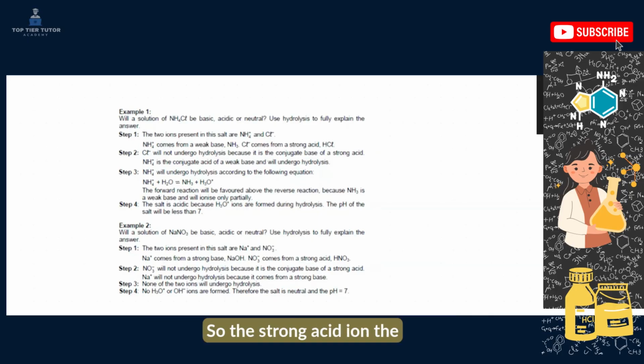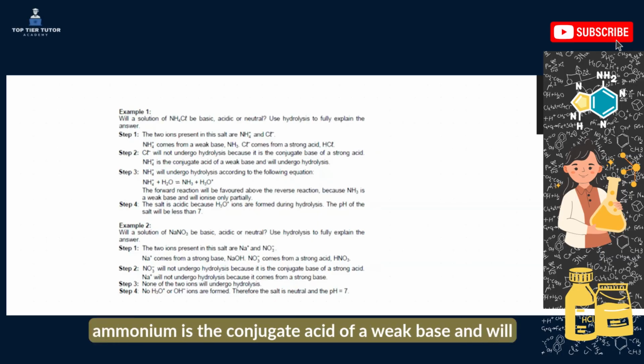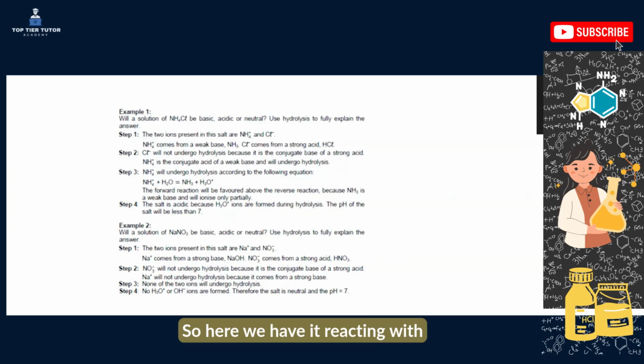So the ion from the strong acid is not going to go through hydrolysis. It's then the ammonium that's going to go through hydrolysis. We have chosen here to say ammonium is the conjugate acid of a weak base and will undergo hydrolysis. So here we have it reacting with water to form ammonia and hydronium. Because we formed hydronium, it implies that the pH is going to be less than 7. So this solution is going to be acidic.